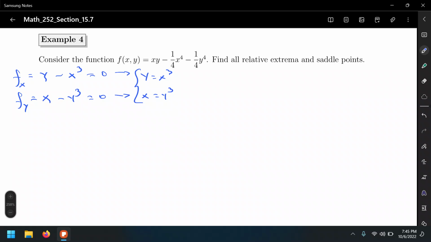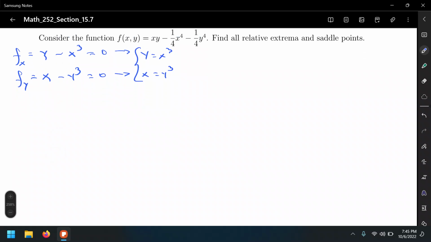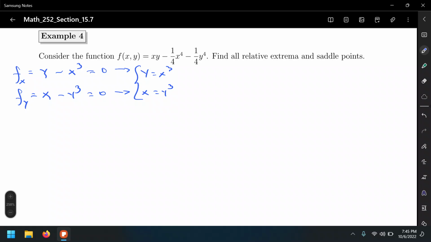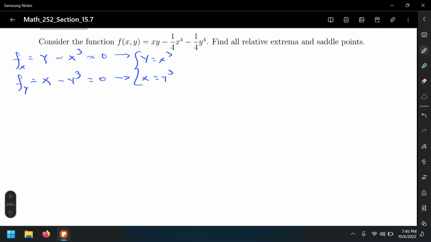So, in this case, let's see. How can we do this substitution? Well, so we can get an equation in terms of x. How about we substitute y equals x cubed over here?